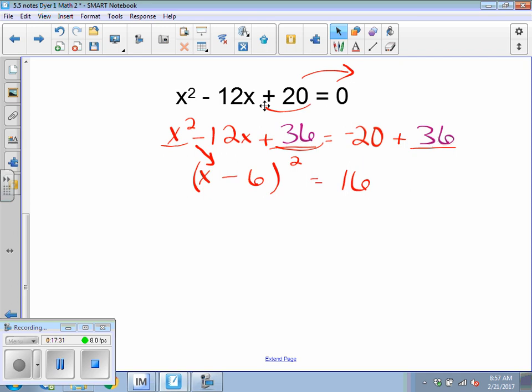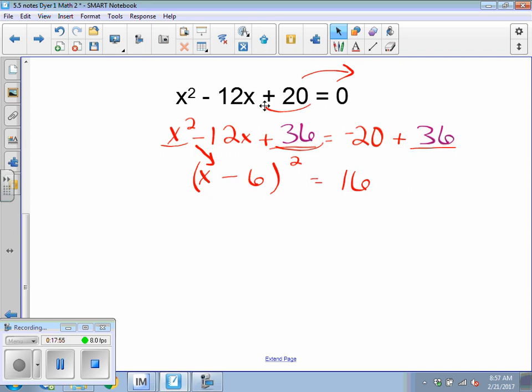Okay? So what we did right here was we, quote, completed the square. Because this was not a perfect square trinomial, but now it is a complete square, perfect square trinomial. Does everyone see that? Yeah? Okay. That is the general idea of this lesson.